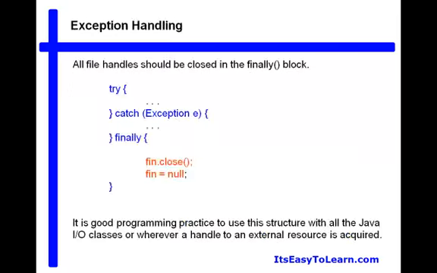Important note here, all file handles should be closed in the finally block. Remember, we should follow this structure whenever we are dealing with external resources. A file system is an external resource. It belongs to the operating system and we are getting a handle to that resource using the fin and fout variables. And we should always close the file input stream, output stream, or whatever external resources that we acquire in the finally block. This is a good programming practice which we need to constantly follow.